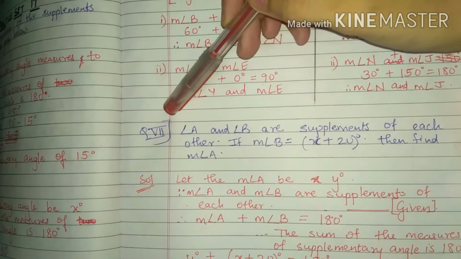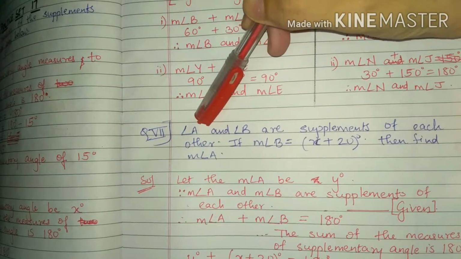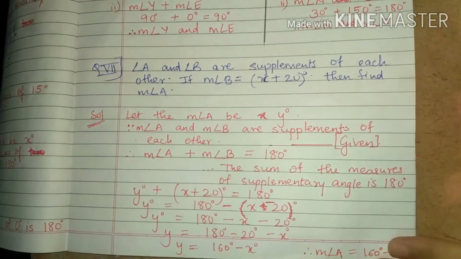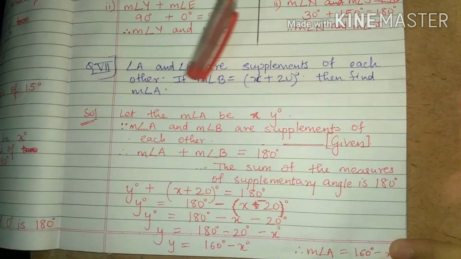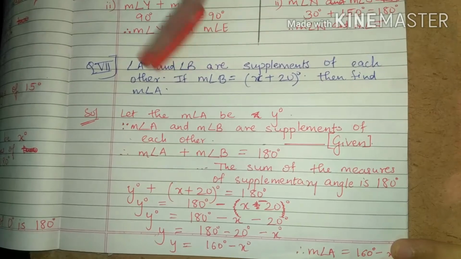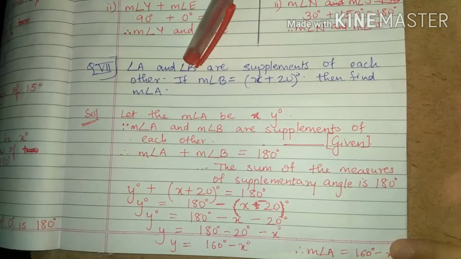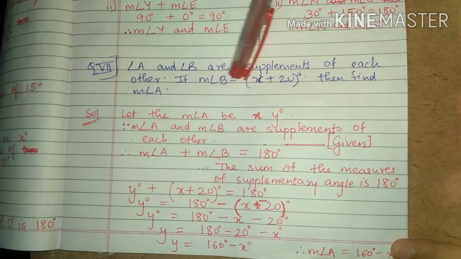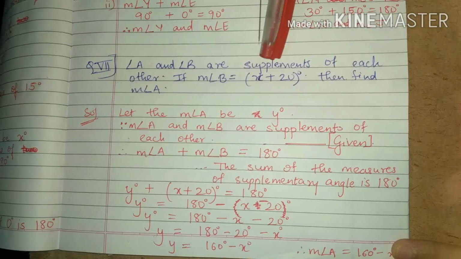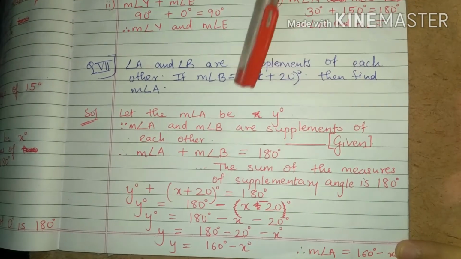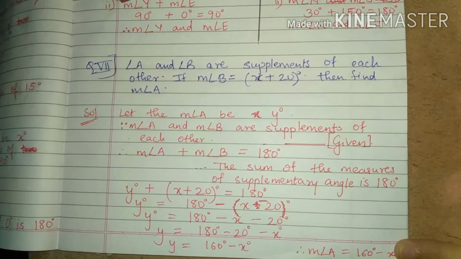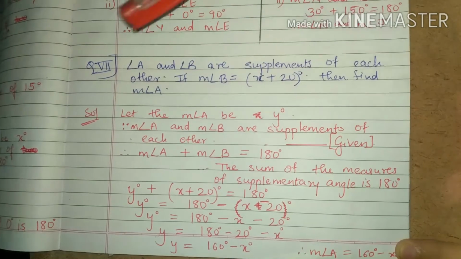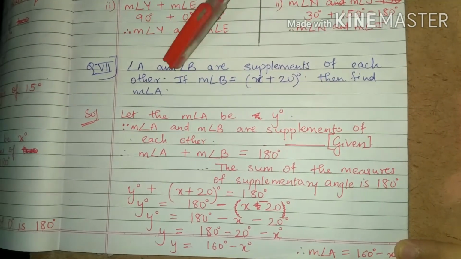See, question number 7. What is given? Angle A and angle B are supplements of each other. It means these two angles form a pair of what? Supplementary angles. You have to read the question very carefully whether it is given as supplementary or complementary. Don't get confused. Complementary is 90 degree and supplementary sum is equal to what? 180 degree. Remember that.